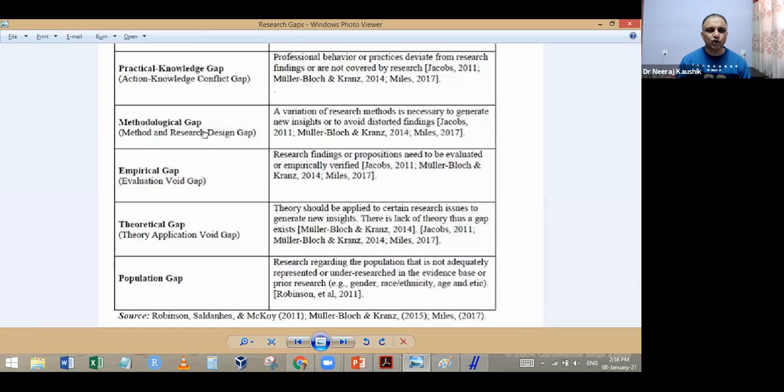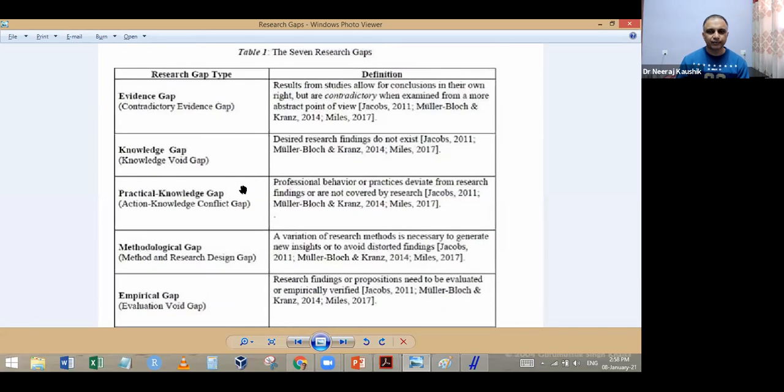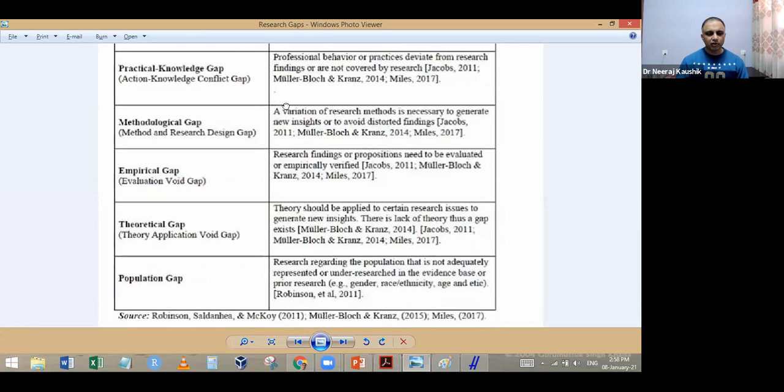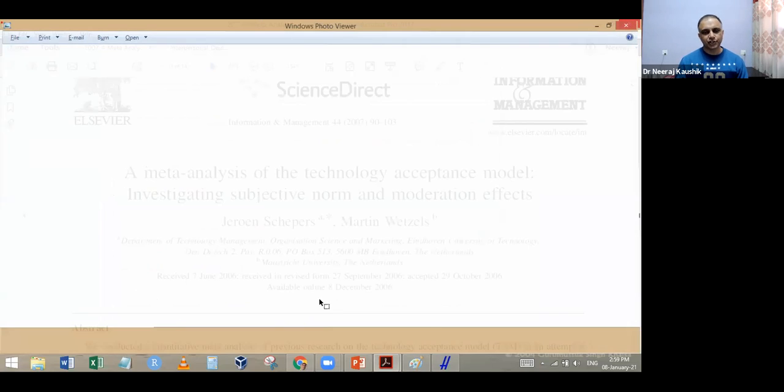So these are the various gaps that exist. Try to think in terms of gaps. Try to mention these gaps in your work. This particular picture I will share. The source is given at the last. It's Robinson 2011, shared with me by Professor Brijesh.